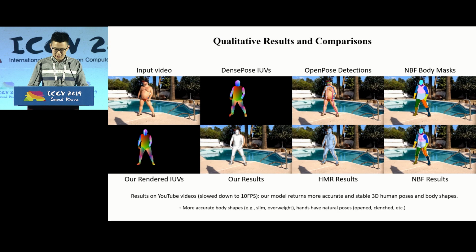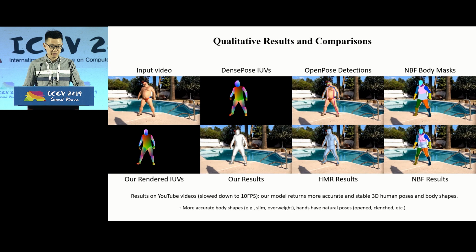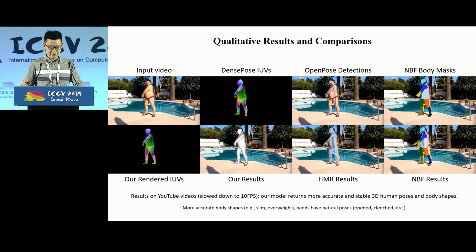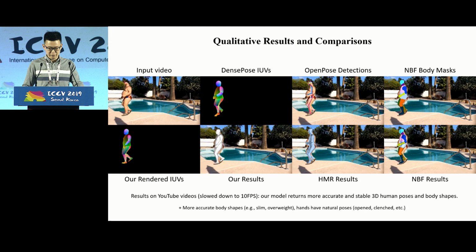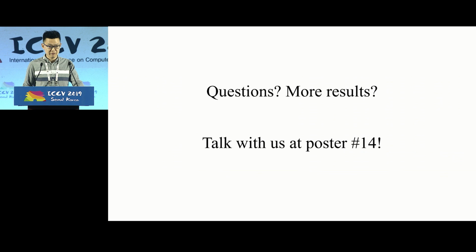Another qualitative result we want to show here is that we are doing a good job on body shape estimation. Compared with other frameworks, which have little supervision regarding body shapes, the proposed framework generates body shapes much closer to the input image. For the rest of the methods, you can see that most of them seem to generate the mean body shape regardless of the actual body shapes.